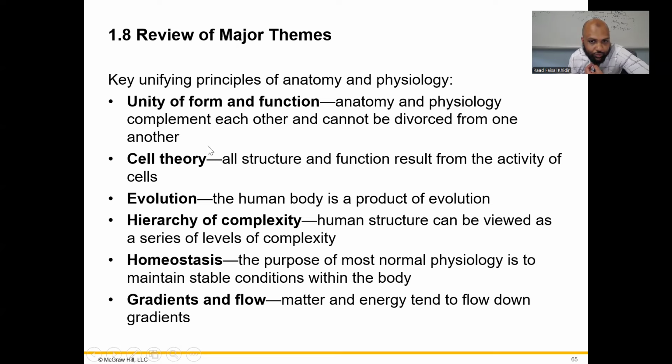The unity of form and function, that's where anatomy and physiology complement each other, and they cannot be divorced from each other. The cell theory states that all structure and function result from the activity of the cells, and the human body is a product of evolution. And the human structure can be viewed as a series of levels of complexity. And we talked about the gradients and the flow.